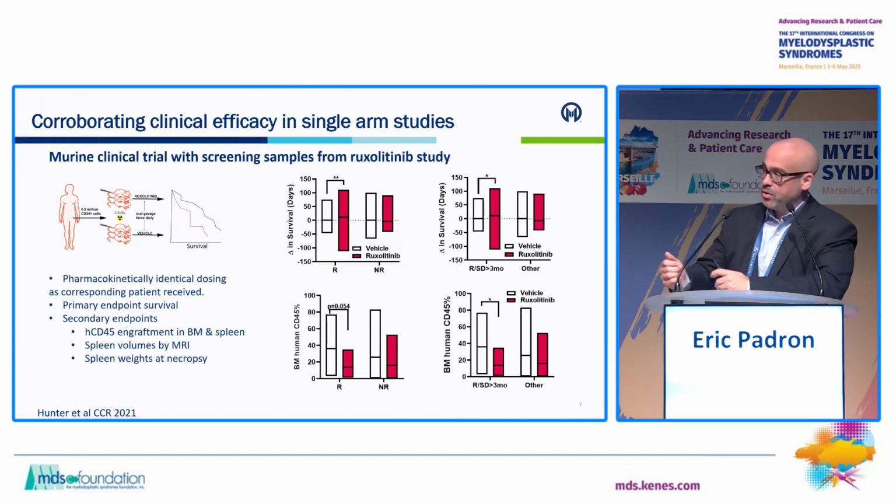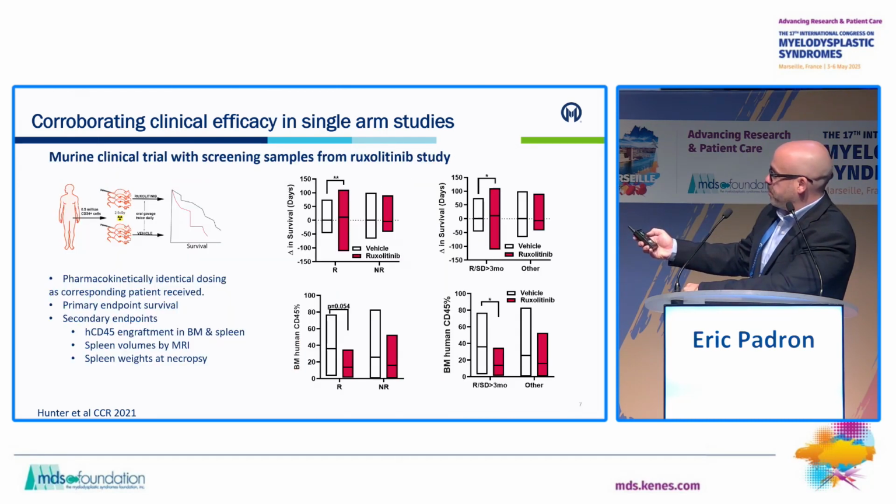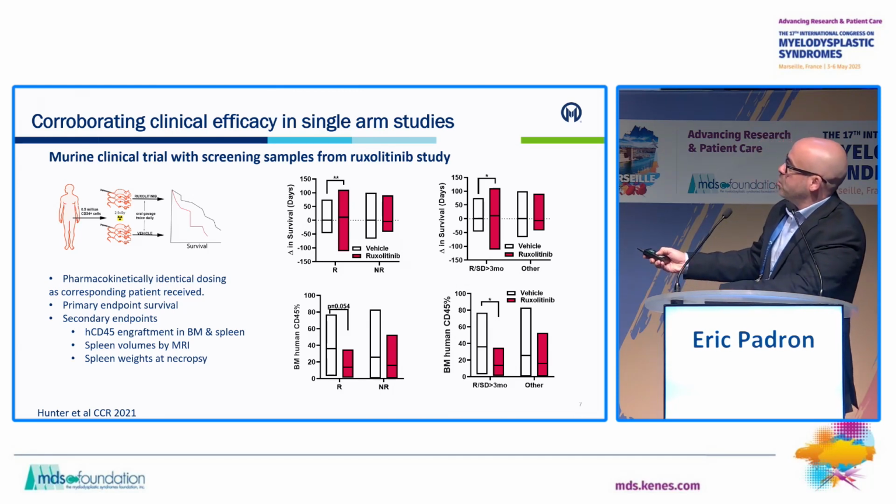So in the left panel here, you can see that when you look at response versus non-response by the MDS/MPN International Working Group criteria, the PDXs that were derived from responders actually had an improved survival compared to those that were non-responders, which was encouraging. And you can concomitantly see that there is a decrease in engraftment in those PDXs derived from responders compared to the non-responders.